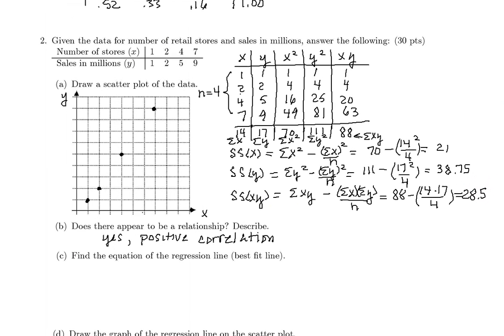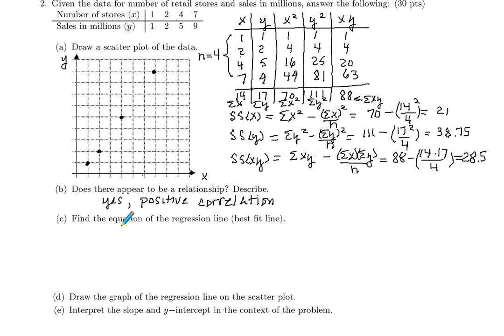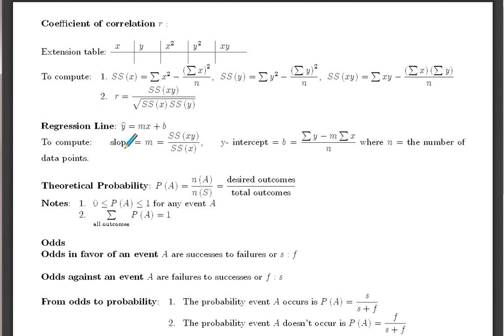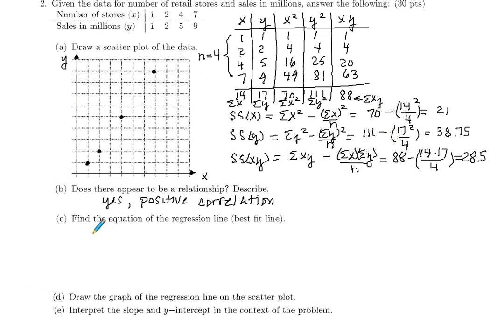So we've got all those quantities. So what we need next is the equation of the regression line. So if we go back here, our regression line slope is the sum of squares of xy over the sum of squares of x. Let's write that down. So our m is going to be sum of squares of xy over the sum of squares of x. And so sum of squares of xy is 28.5. And then we divide by sum of squares of x, 21.